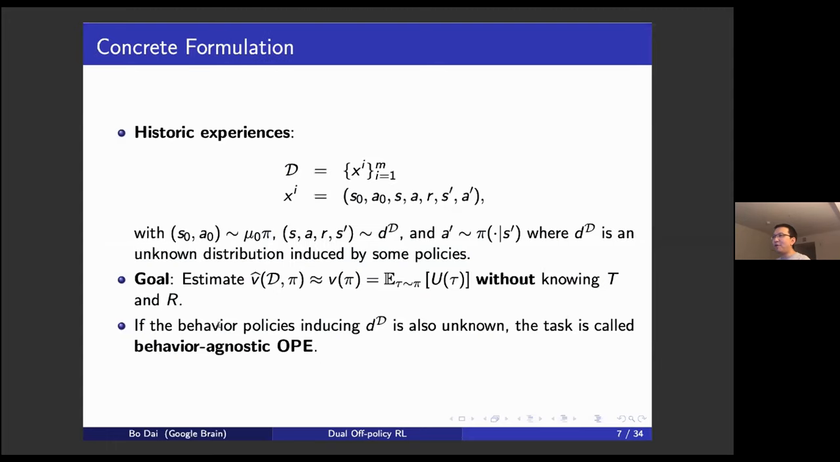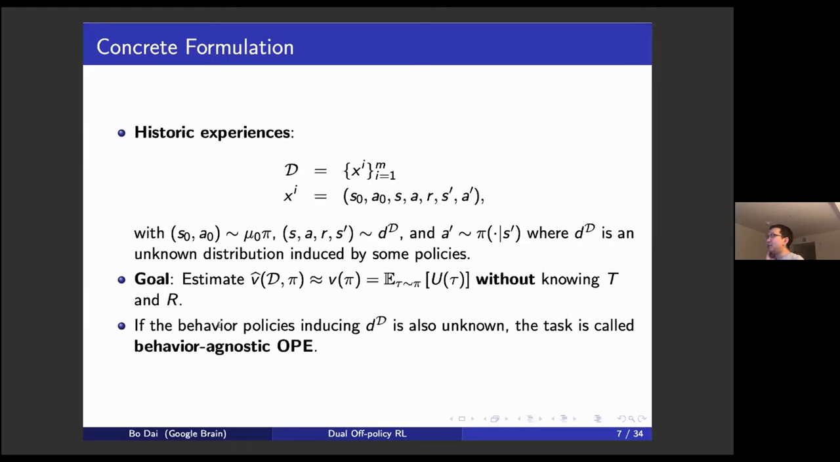Okay, here I gave a more concrete formulation of off-policy evaluation. Basically, I give you a data set, and the data set is formed by a bunch of tuples. The tuple itself is formed as s0, a0, where s0 comes from the initial distribution and your target policy is conditioned on the initial distribution. Notice here, I still haven't run my policy in the environment. And later, the (s, a, reward, s prime) comes from D pi, and D pi is some distribution induced by another behavior policy, which I don't know.